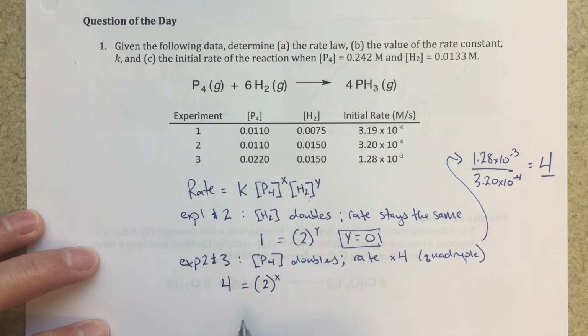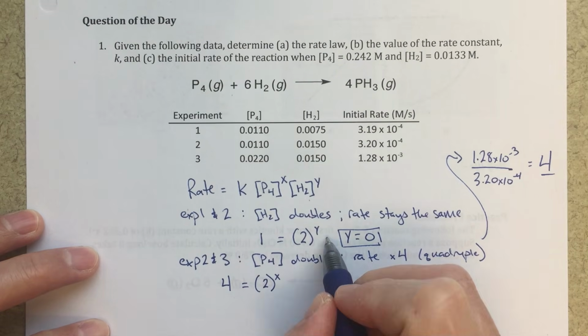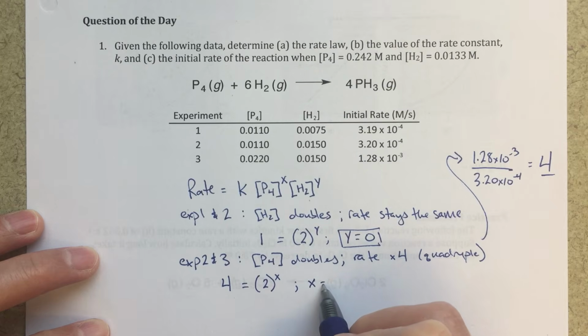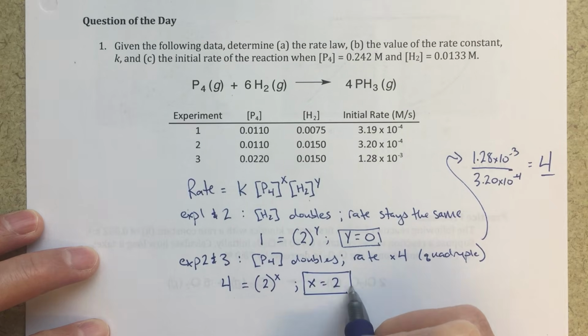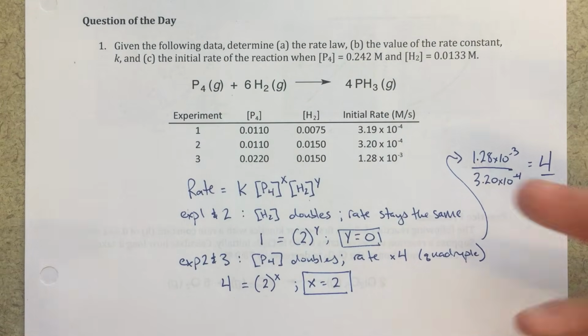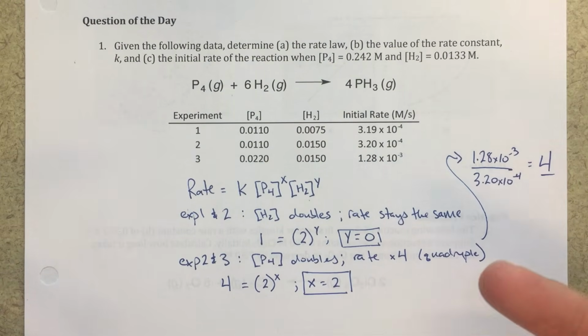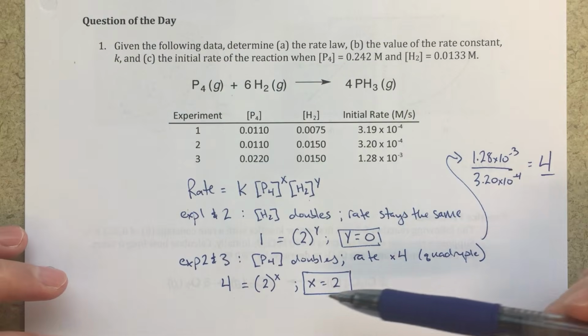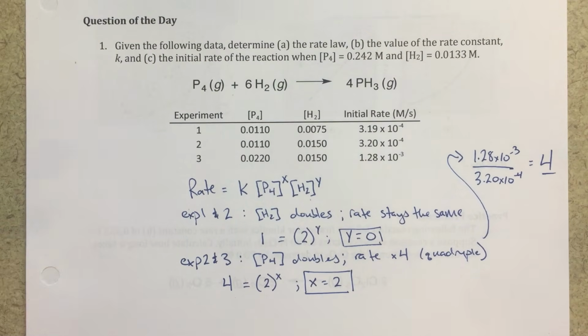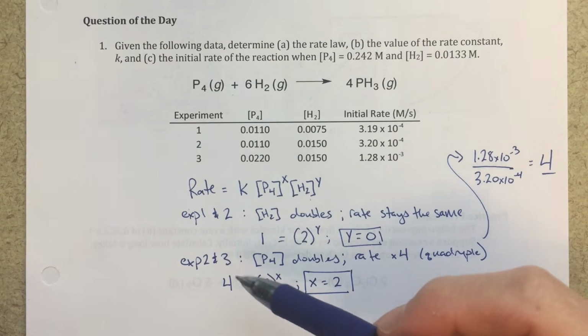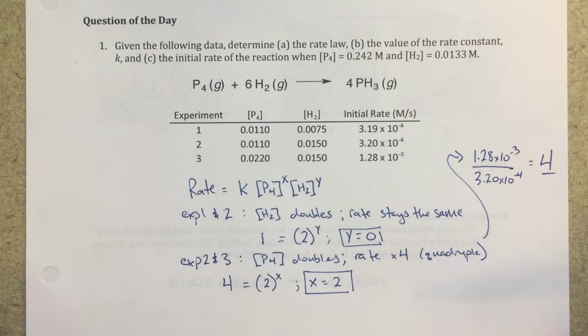That's what's happening to my rate. And I can solve for x, and hopefully we can see that x should equal 2 in this case. The significance of that is that if you increase the concentration of P4, it's really going to increase the rate. It's going to be an exponential growth because we're going to square that increased concentration. We're going to see an increase in our rate by a factor of 4.